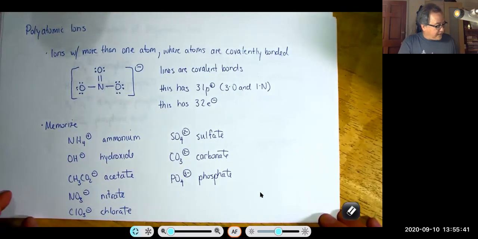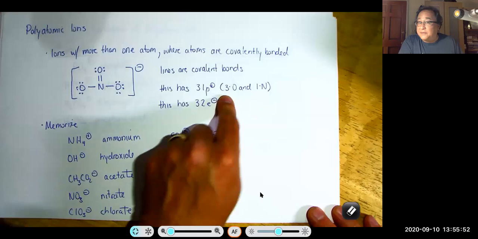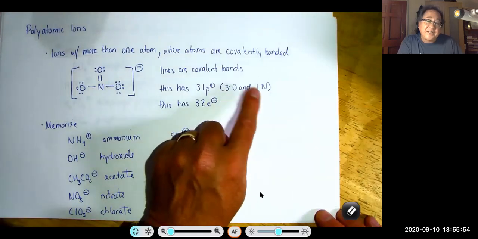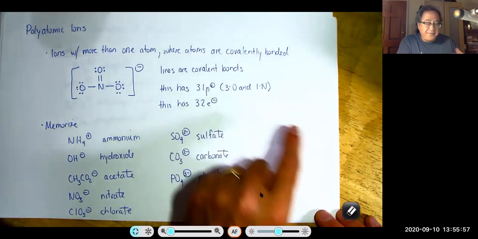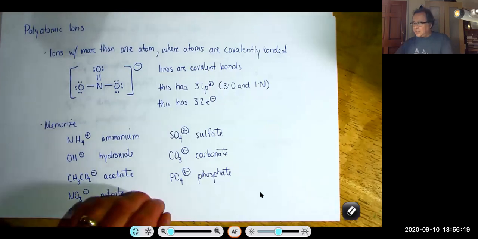Okay. Now, if we take a look at this, we can actually figure out how many electrons it has. And here's how you do it. This has 31 protons: 3 oxygens at 8 apiece, which is 24, and 1 nitrogen at 7. 7 and 24 is 31. It has 31 protons. Now, since it has a negative charge, it will have more electrons. And remember, we can't change the number of protons. We can only change the number of electrons. So if it has 31 protons and has to have a -1 charge, how many electrons does it have? 32.